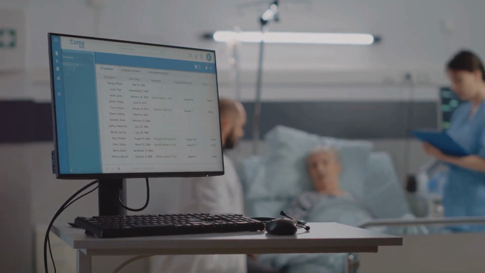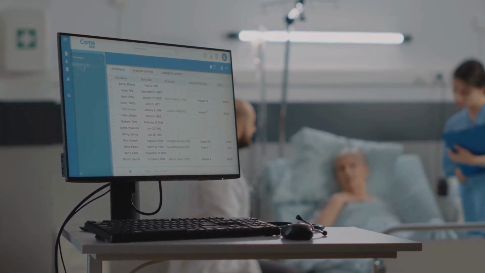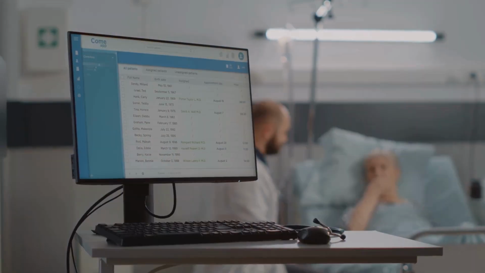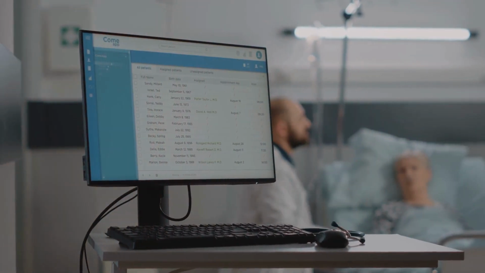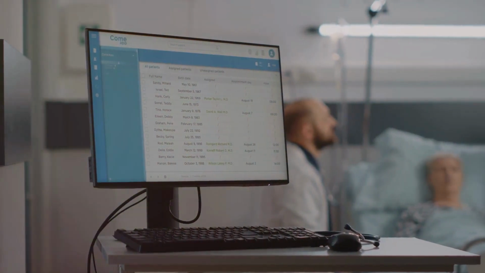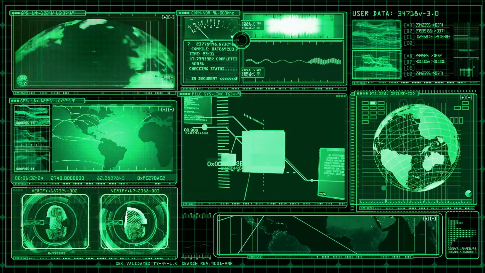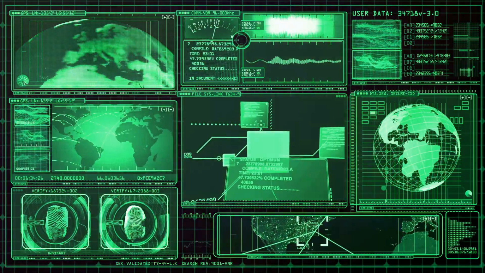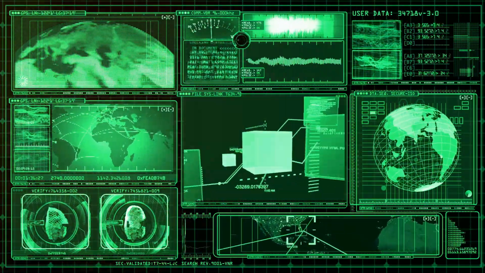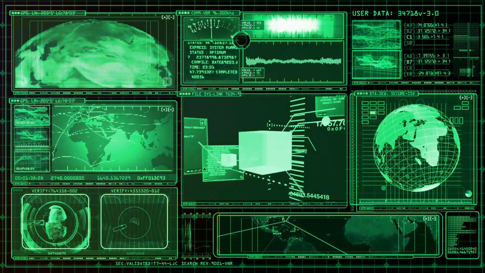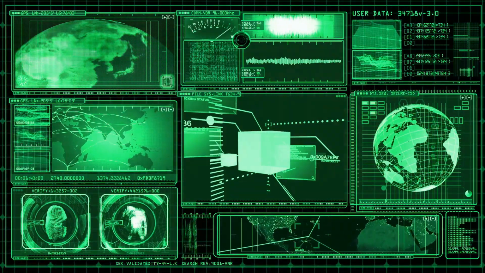Then, we explored the realm of data processing. This is where the raw health data collected is transformed into meaningful information. It's the brain of the IoT system, analyzing and interpreting the data to provide actionable insights. This step is crucial as it enables healthcare professionals to make informed decisions about patient care.